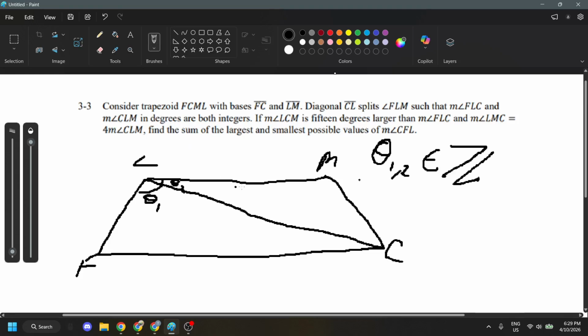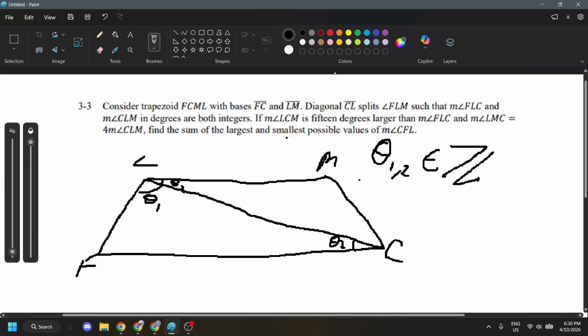The measure, well, okay, what do we know? This is a transversal, so can we tell anything? This should be equal to this. This should also be theta 2. Do we know anything else? No.